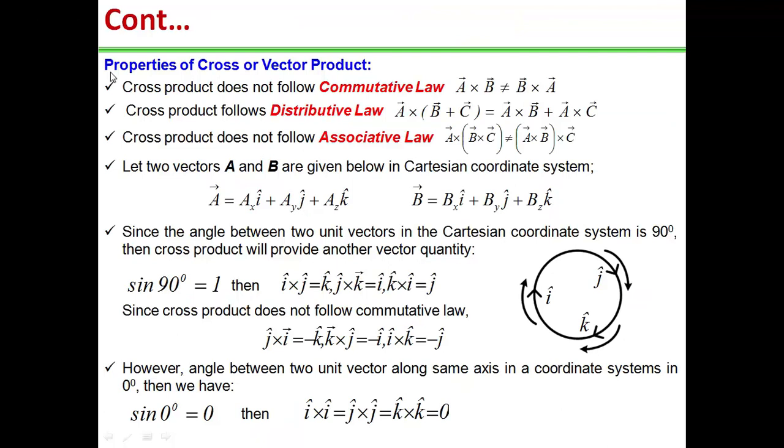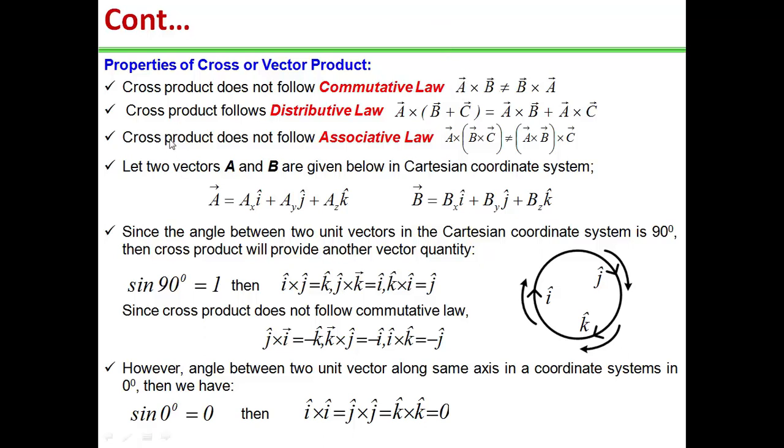Now let's discuss some properties related to the cross product. First is, it does not follow the commutative law. That means a cross b will not be equal to b cross a, as I told you in the earlier slides, because the direction of a cross b will be opposite to the direction of b cross a. a cross b is equal to minus of b cross a. That's why it does not follow the commutative law.